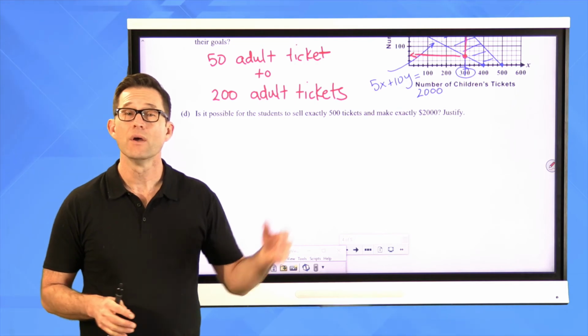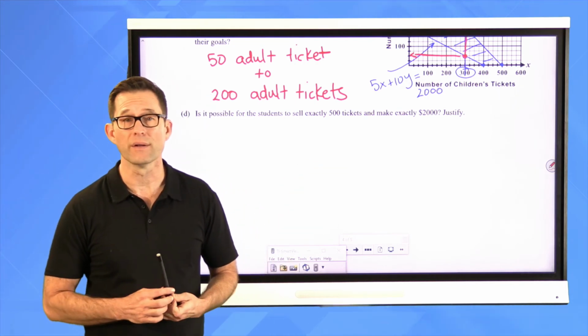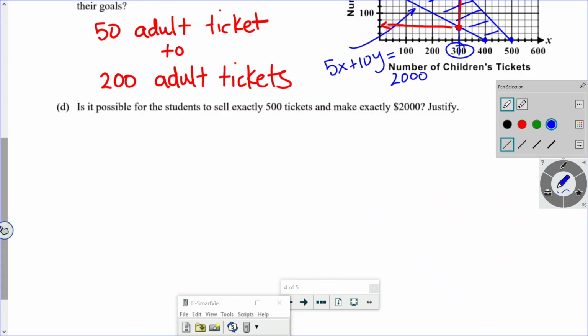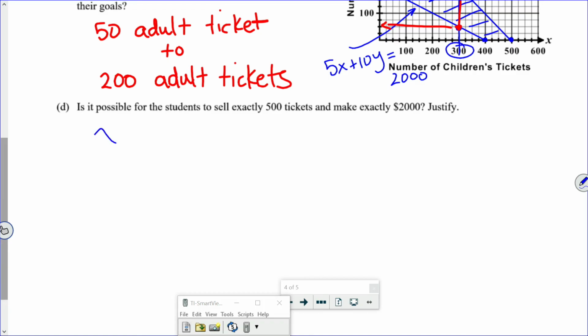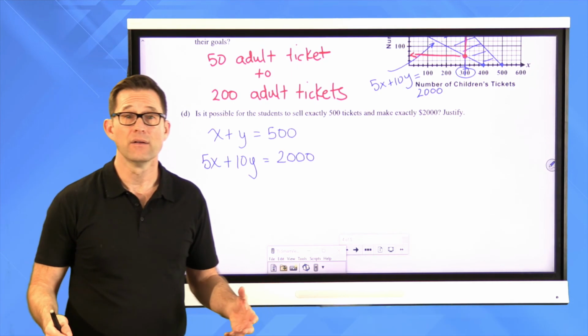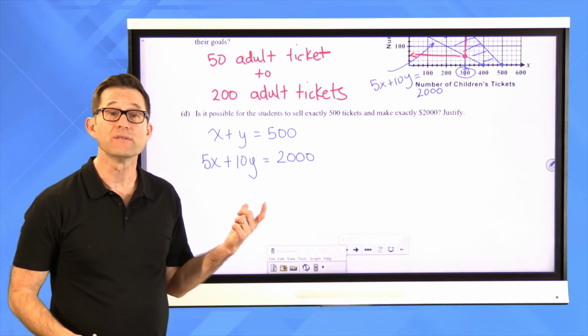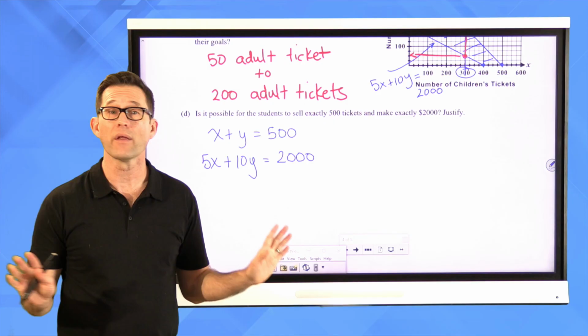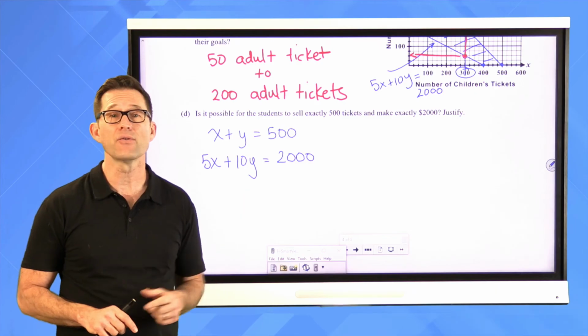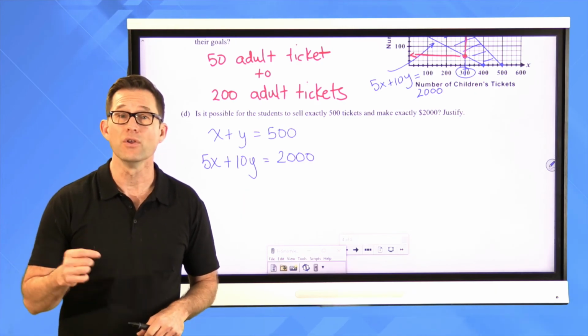Well, for this, we're really not talking anymore about a system of inequalities. We're talking about a system of equations. We are literally saying, I want x plus y to be exactly 500, and I want 5x plus 10y to be exactly 2,000. If I can do this, then my solutions to this system of equations, not inequalities, will have a solution that makes sense. Well, this is again a situation that is fairly easy to solve using the method of elimination.